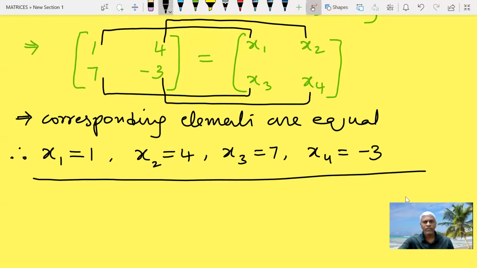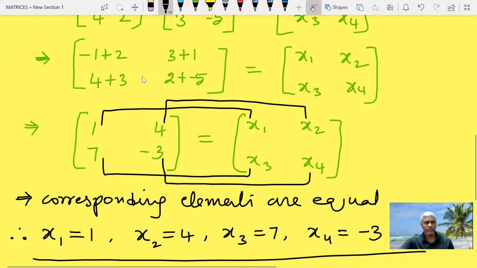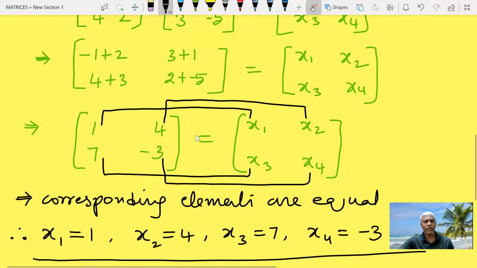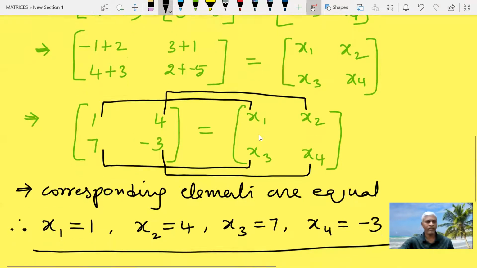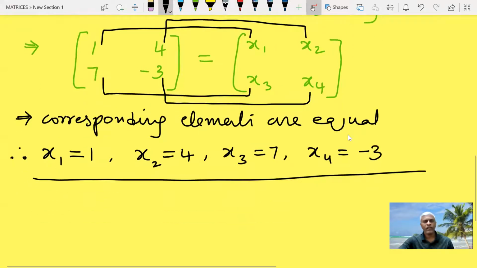Very simple problem. Here addition of two matrices is involved. So how to add two matrices? And second one, the equality of two matrices, already I explained in the first class. So when do we say that two matrices are equal? If the corresponding elements are equal, then the matrices are equal. So by using that equality of matrices, we get x1, x2, x3, x4 values.